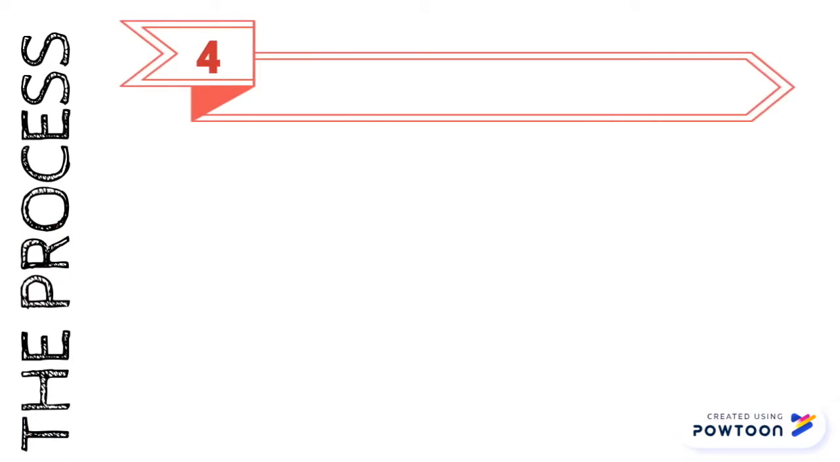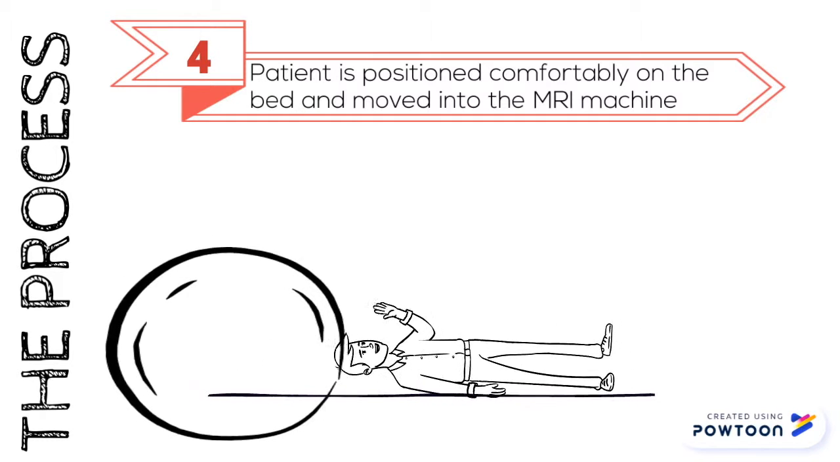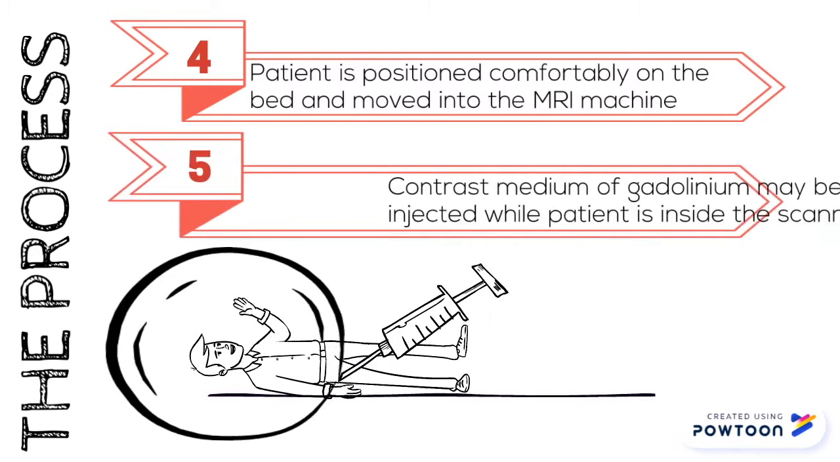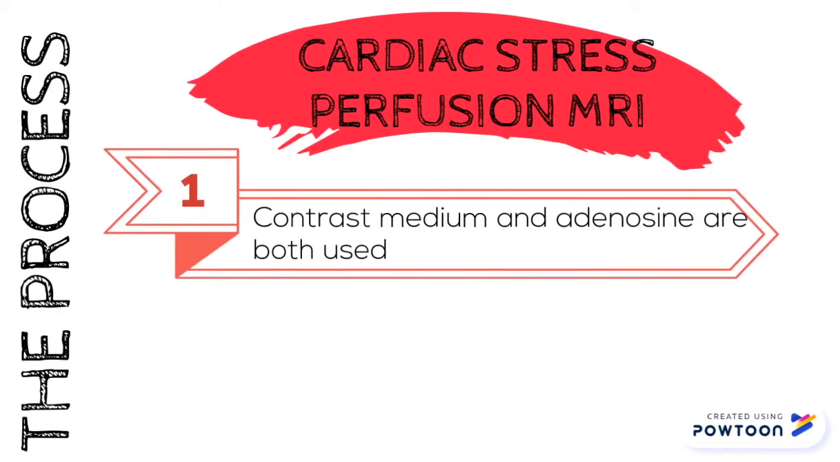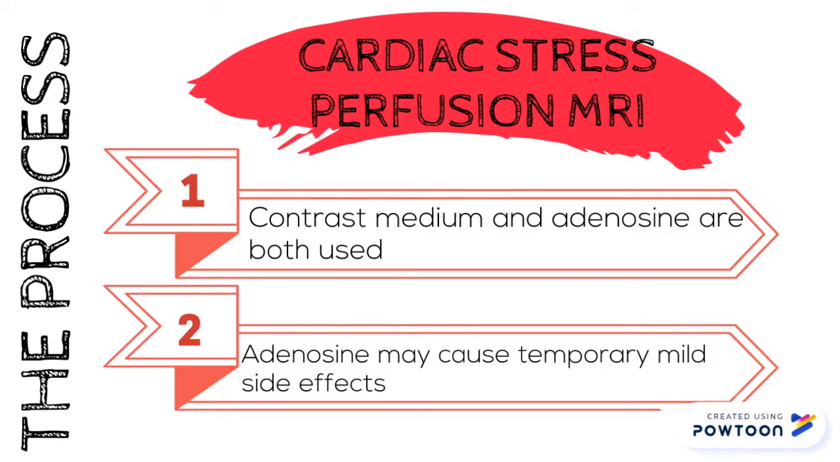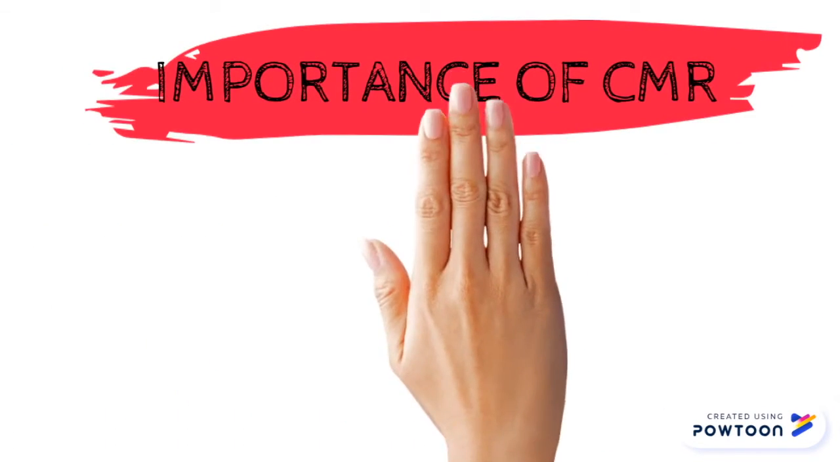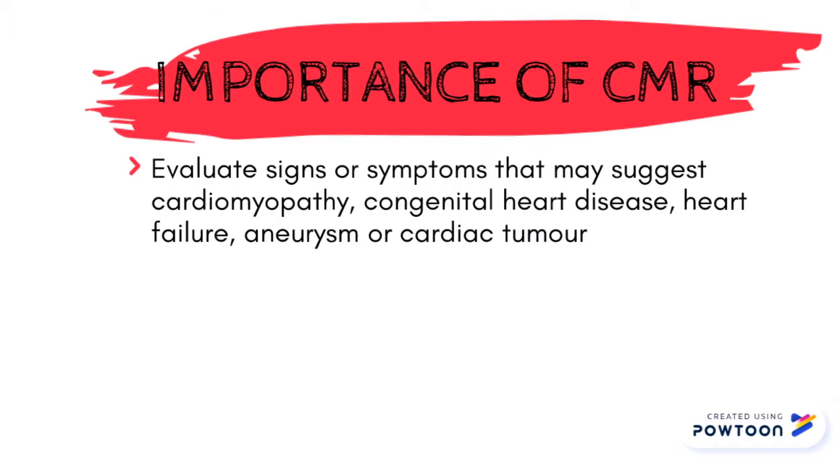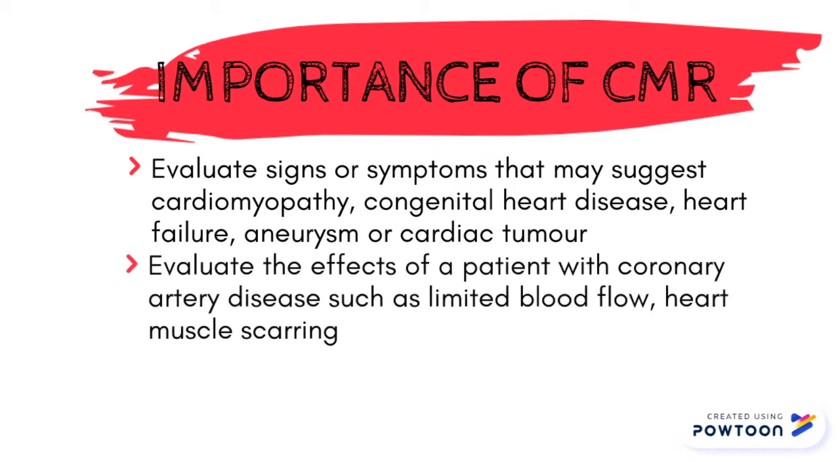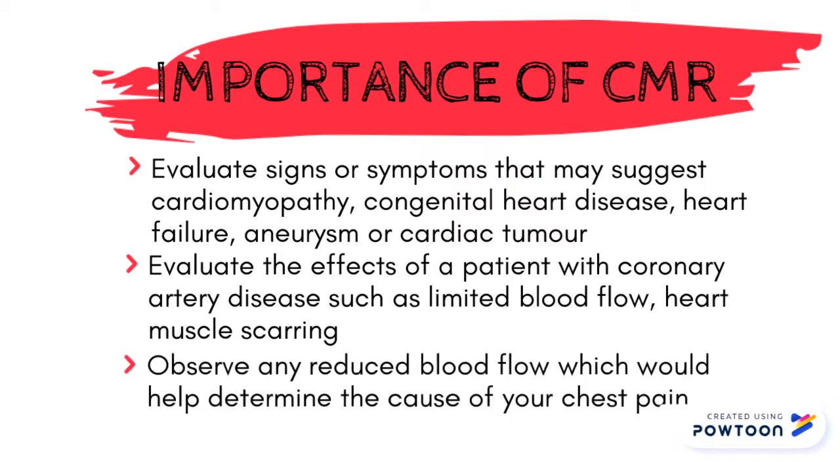The patient is positioned comfortably on the bed and moved into the MRI machine, where gadolinium is injected if required to highlight the blood vessels. For cardiac stress perfusion MRI, contrast medium and adenosine are both used. Conducting a CMR is important because it helps radiologists evaluate signs or symptoms that may suggest cardiomyopathy, congenital heart disease and heart failure; to evaluate the effects of coronary artery disease, such as limited blood flow and scarring to the heart muscle; and to observe any reduced blood flow, which would help determine whether heart artery blockages are the cause of your chest pain.